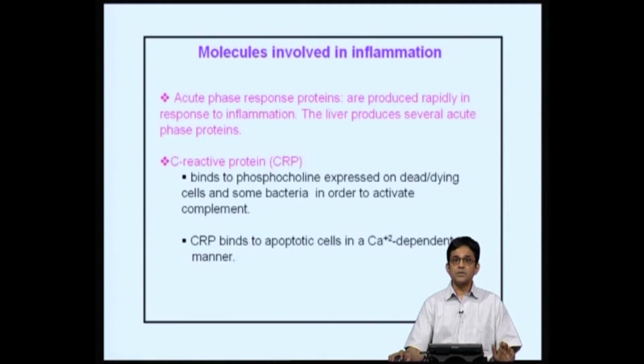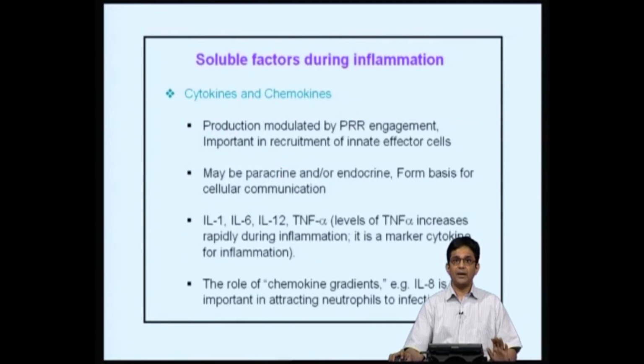So, as a consequence of that, it binds to apoptotic cells in a calcium dependent manner. So, CRP is important for clearance of dead cells, and once the inflammatory reaction is over, you are sort of down modulating and getting rid of all the debris that is around. It is a way the body has developed by which dead dying tissue can be removed efficiently.